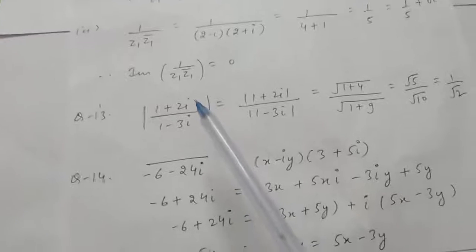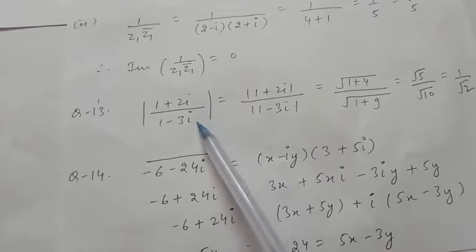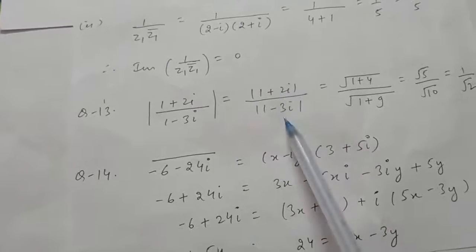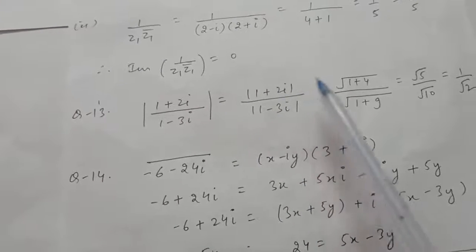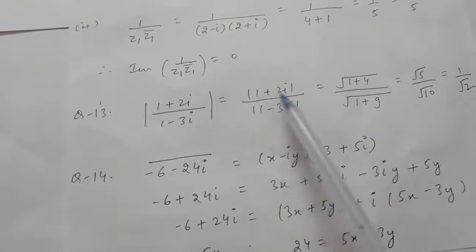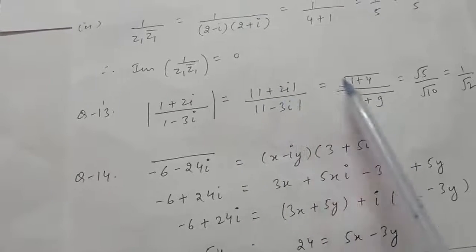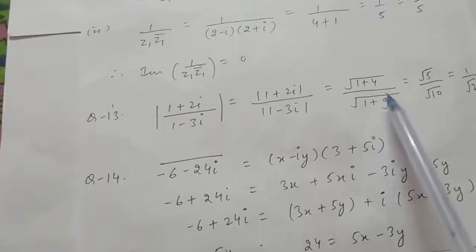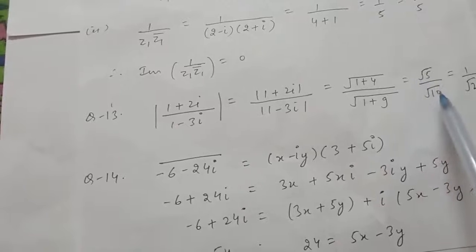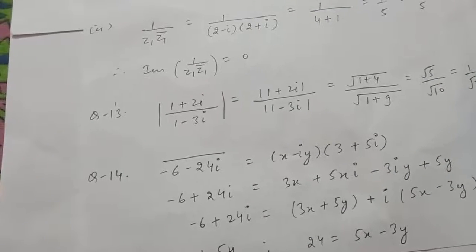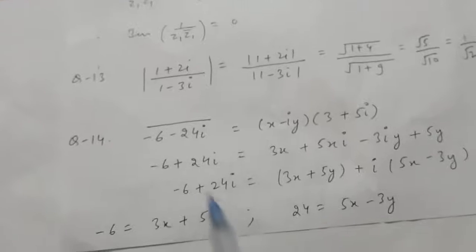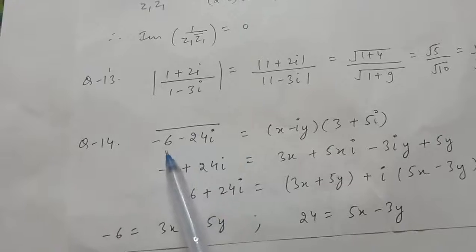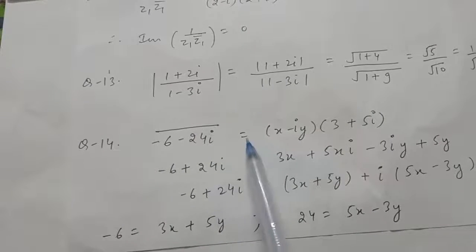Now in question number 13, they have asked to find the modulus of this. Now the modulus of this is equal to the modulus of the numerator upon the modulus of the denominator. Now the modulus of this will be root of real part square plus imaginary part square, upon root of real part square plus imaginary part square. So you will get root 5 by root 10, which is 1 by root 2. Clear?